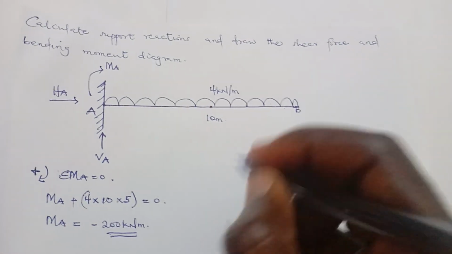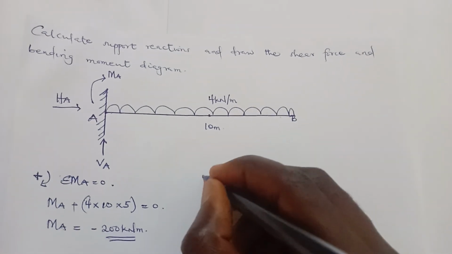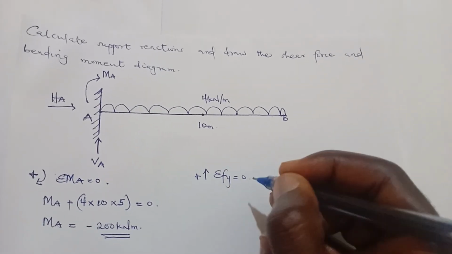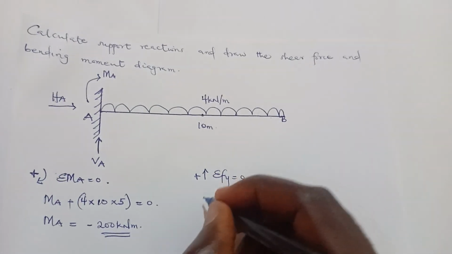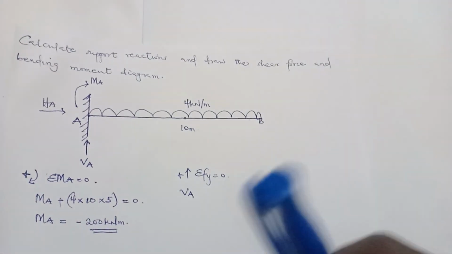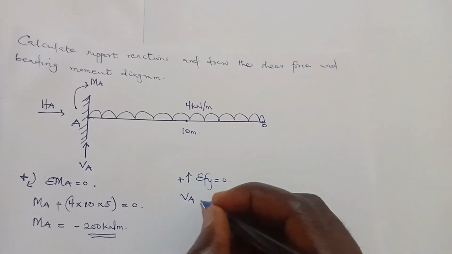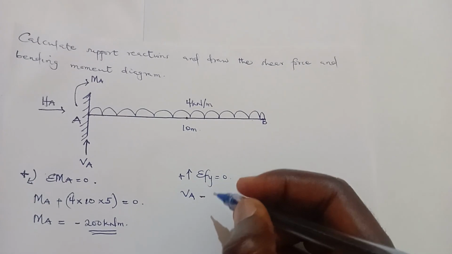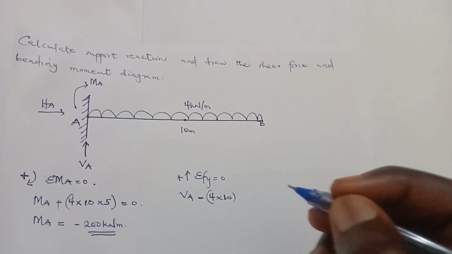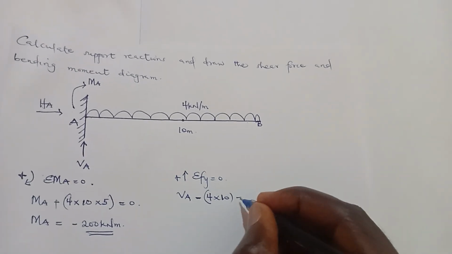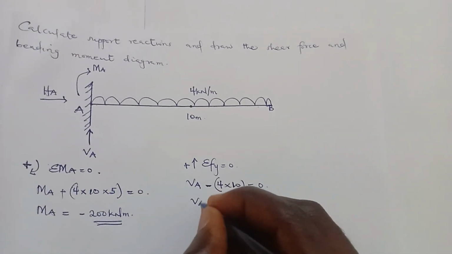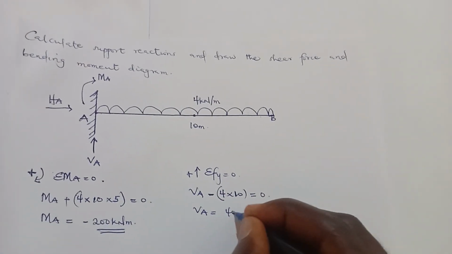And let's calculate for the vertical reaction. Let's take upward forces to be positive. So sum of forces in the vertical direction is equal to 0. VA is moving up, so positive VA. The UDL is acting downwards, so it's negative. So minus 4 times 10. So 4 times 10 is going to give us the force. Everything here is equal to 0. These are the only vertical forces. Making VA the subject, we are going to get 40 kilonewton.